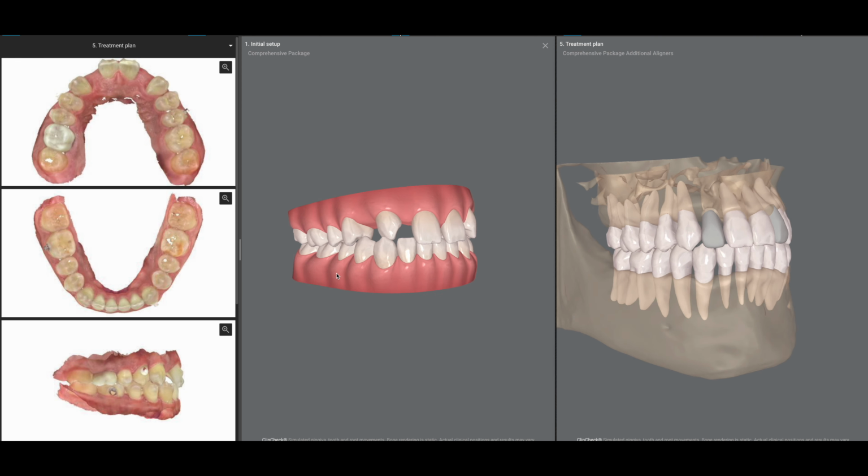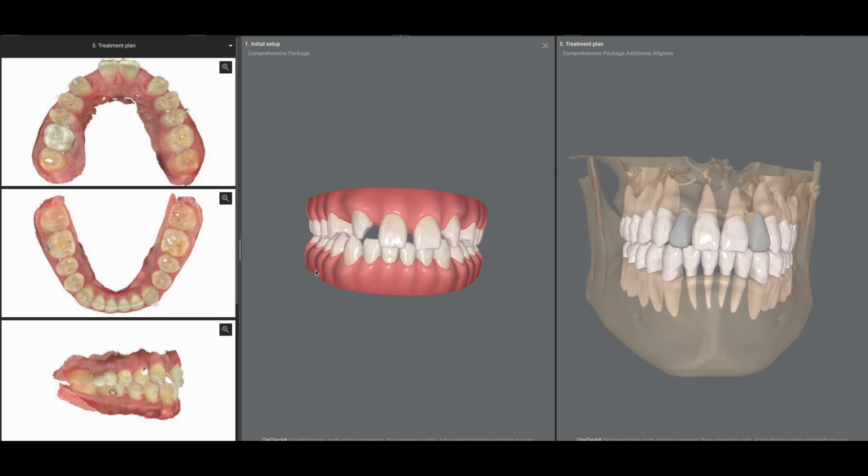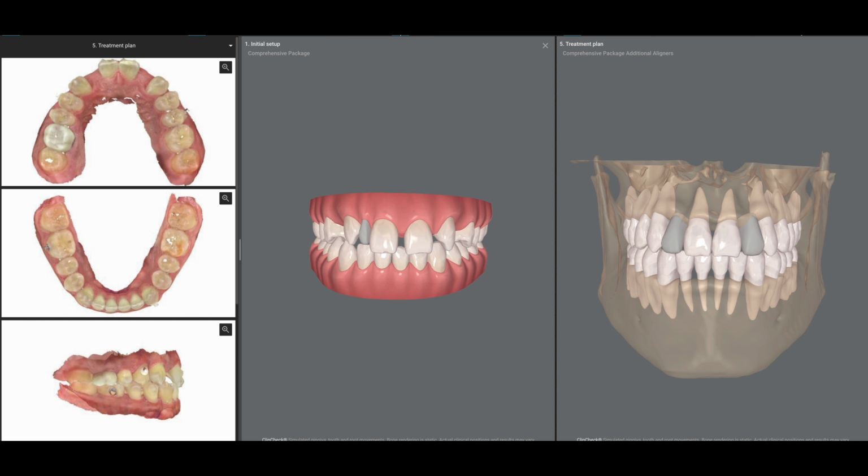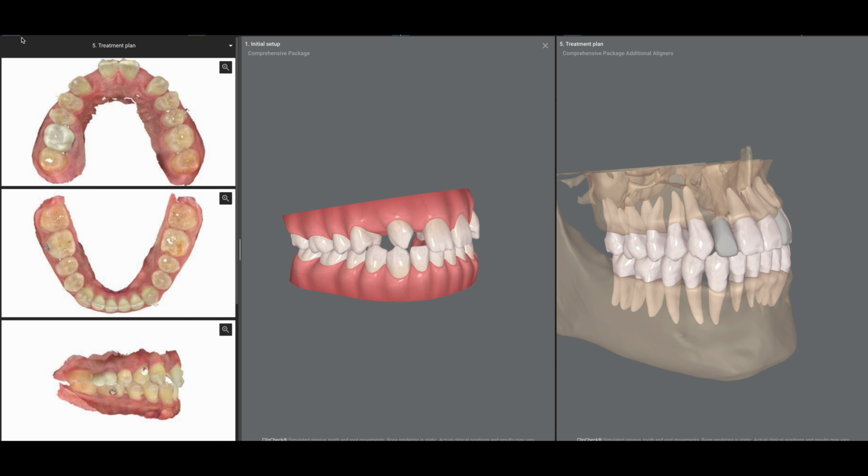What I'm going to do now is pull up the initial scan, and you can see where we started. We had an upper right canine that was moved pretty far mesially into crossbite. We moved it over on the initial setup here. You can see this is what the movement has been accomplished so far.